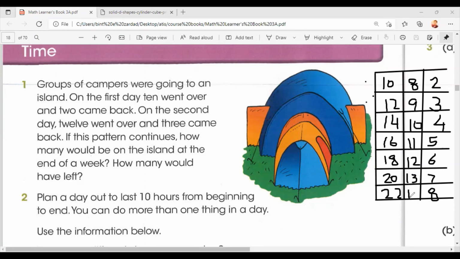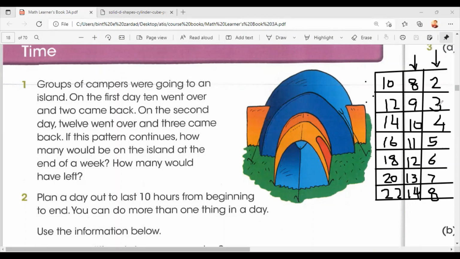Okay, so 14. So now the question is, how many would have left? How many would be on the island at the end of the week, and how many would have left? Okay, this one is on the island, and this one is who left the island each day.